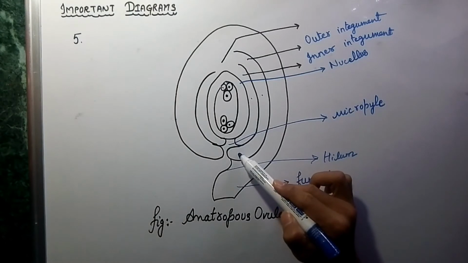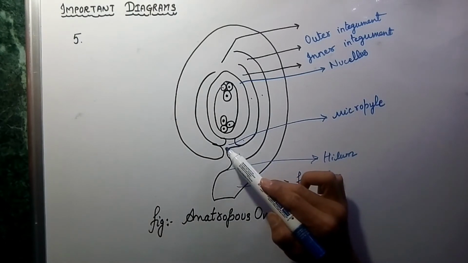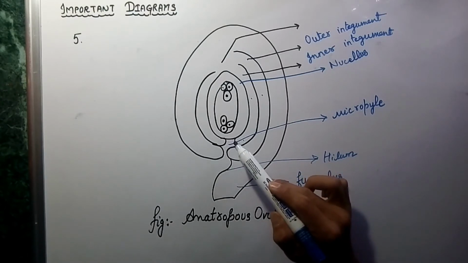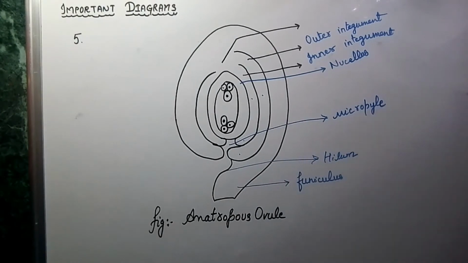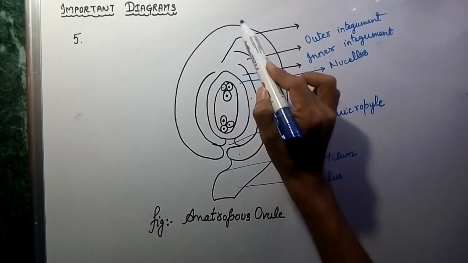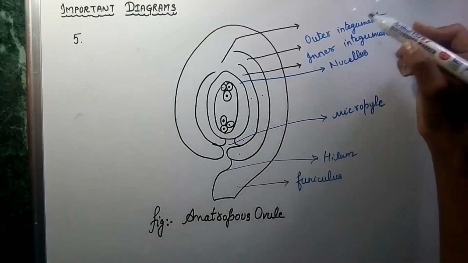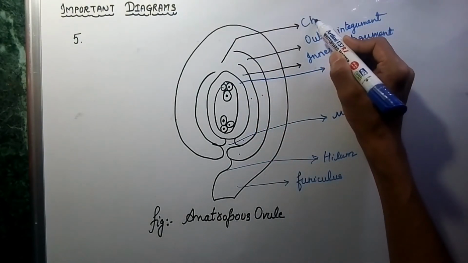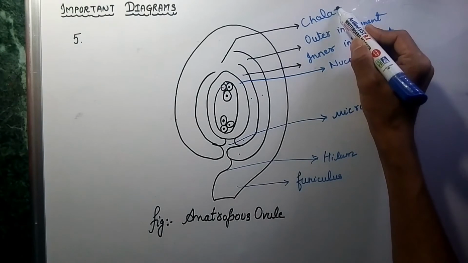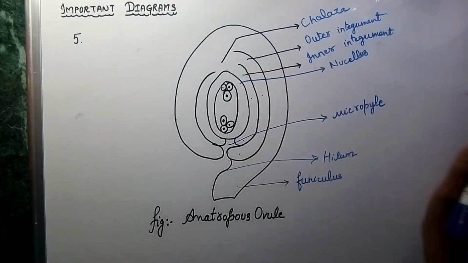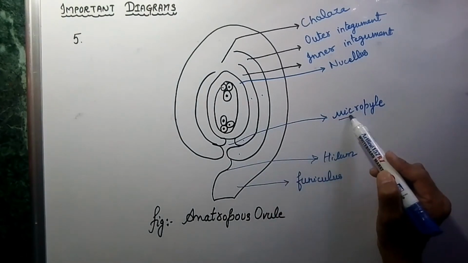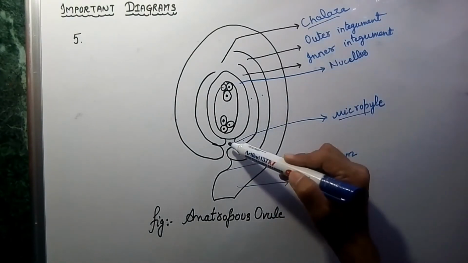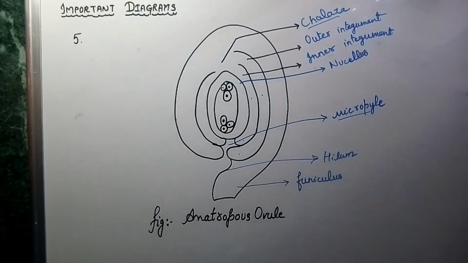This outer integument and the inner integument do not meet each other, and hence this region is empty, it is left open, and hence it is known as the micropyle. The basal part of an ovule is called the chalaza. It lies just opposite to the micropyle.